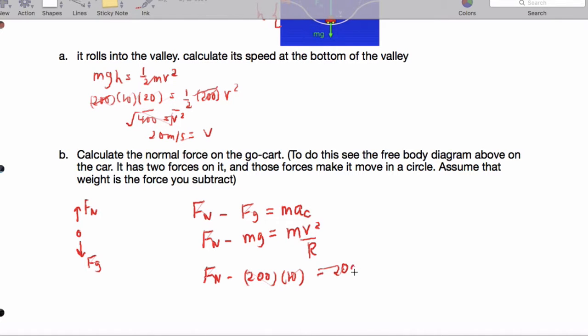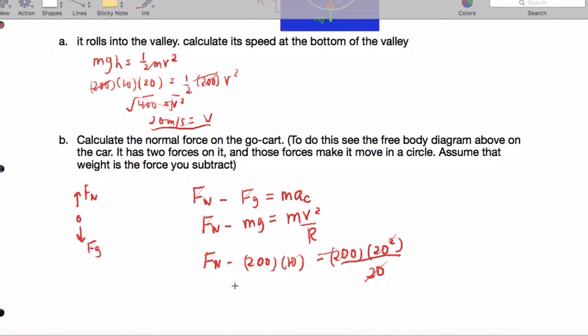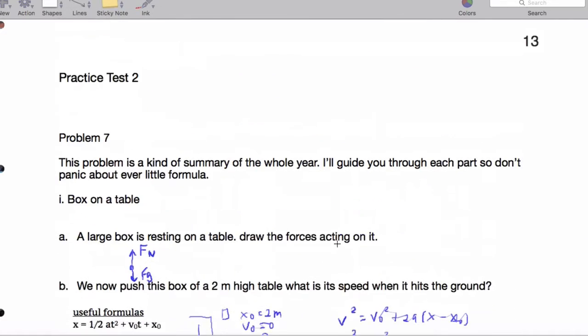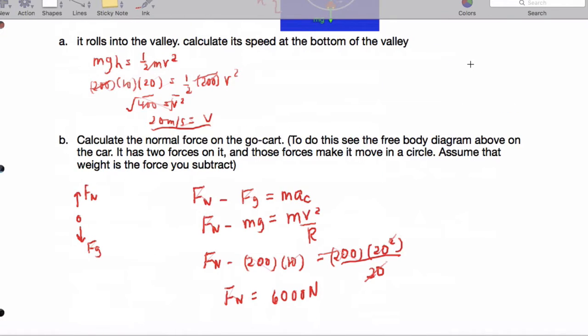Equals 200, and then we've got our v of 20 from part A, and then we're going to divide that by our radius of 20 as well. So one of these will actually end up canceling, and when you work this out, you're going to end up getting 6,000 newtons worth of normal force. It's actually why we feel a little bit heavier at the bottom of hills, because we're being pulled in a circle. Pretty exciting question. So that's the first part of problem 7.